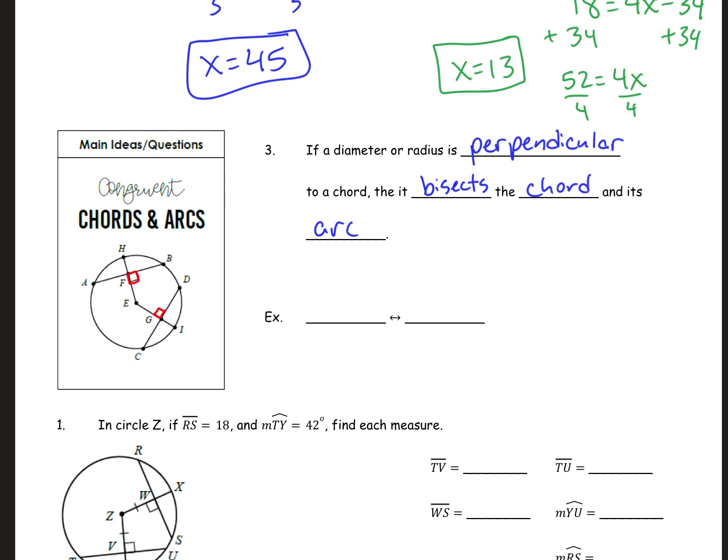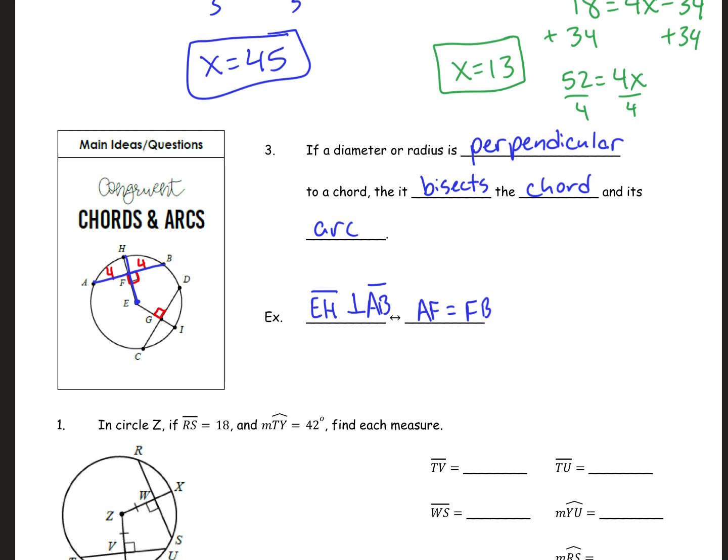Say for instance, AF is 4, that would mean that FB is 4. And the whole thing would be 8. So if we see a right angle, everything just gets cut in half down the middle. The key that we're looking for here is, if we see that the distance from E to H is perpendicular to AB, that means the distance from A to F is equal to F to B. And that also works for the arcs as well.